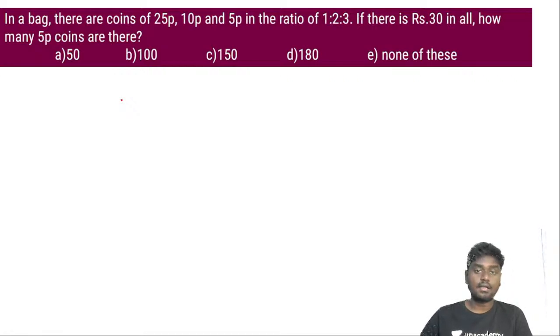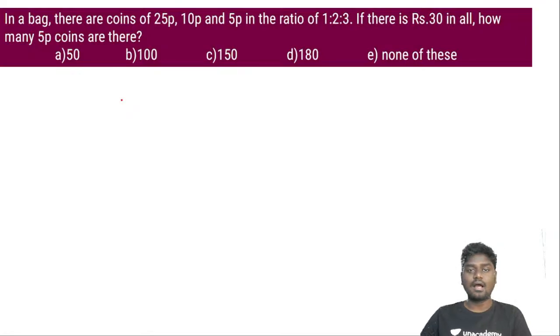So what's going to be the right answer? You have 25 paise coins, 10 paise coins, and 5 paise coins. Exactly the same kind of previous question that we did, right? So the total amount which you have is 30 rupees. All you need to find is how many 5 paise coins are there in this bag actually.